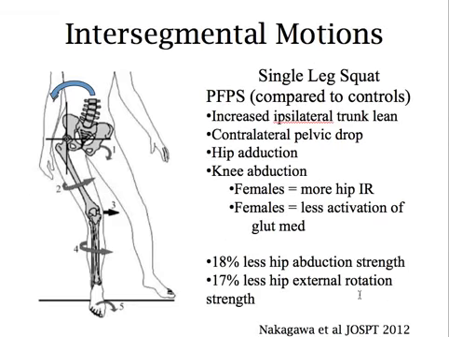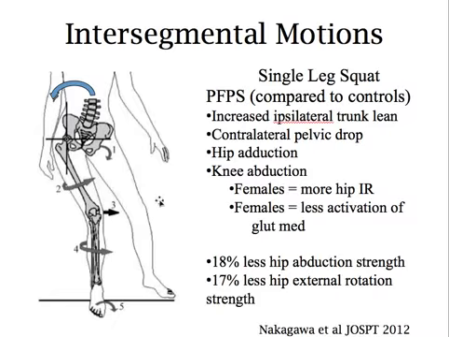So in this study by Nakagawa et al. in JOSPT in 2012, we see that there's ipsilateral trunk lean, contralateral pelvic drop, hip adduction, and knee abduction in females. There's more hip internal rotation and less activation of the glute medius, all in patellofemoral pain syndrome participants compared to controls during a single leg squat.